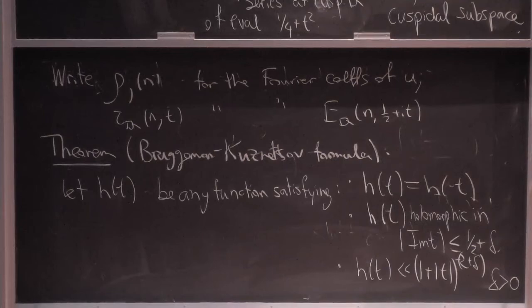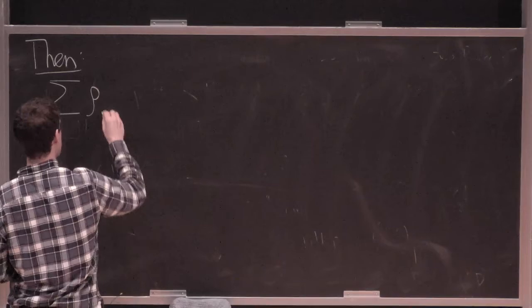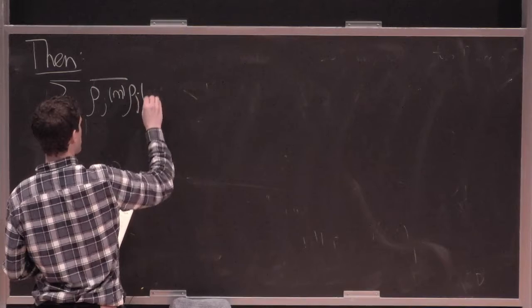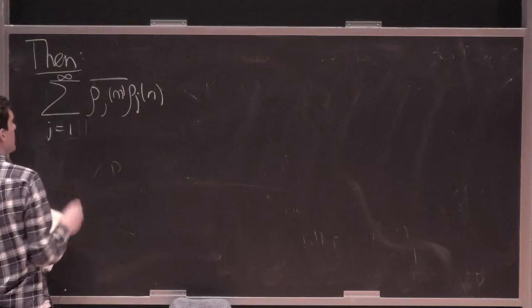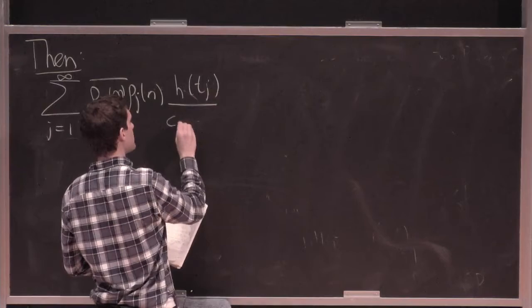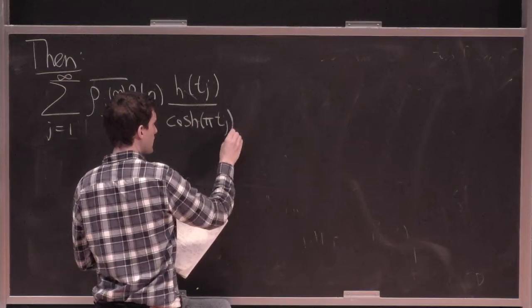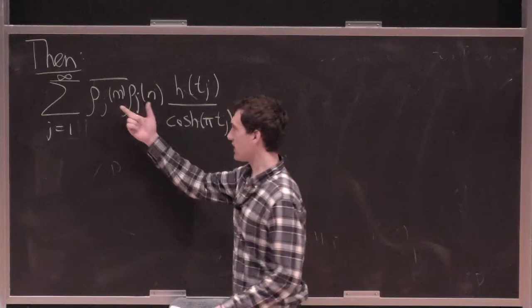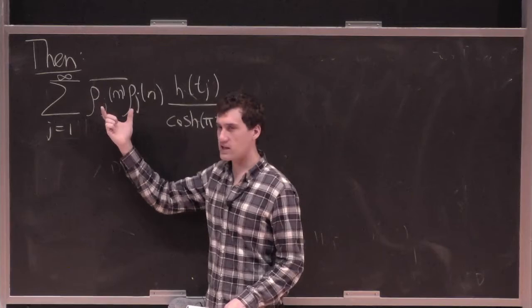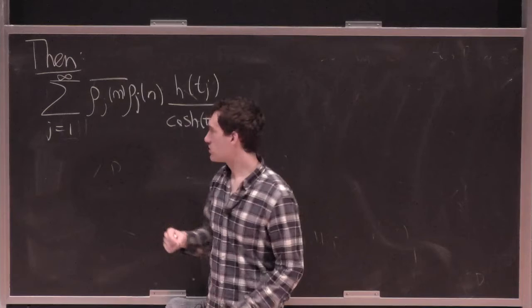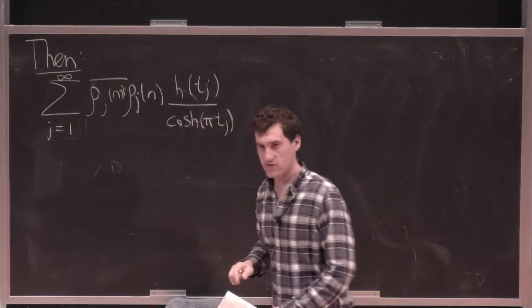Then. So again, here's the sum of Fourier coefficients. So this is over the cuspidal part of the spectrum against my test function, which I'm allowed to choose. OK, so there's this hyperbolic cosine here. There are a lot of details of exactly what the sizes are, but this hyperbolic cosine kind of normalizes these in the spectral direction as j varies to be about constant size as j varies. So that's the right normalization to make those pieces together be constant size as j varies.